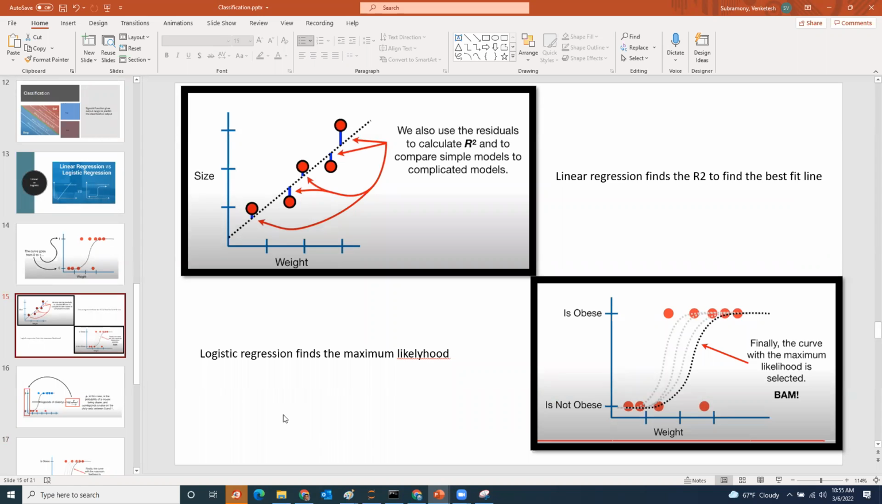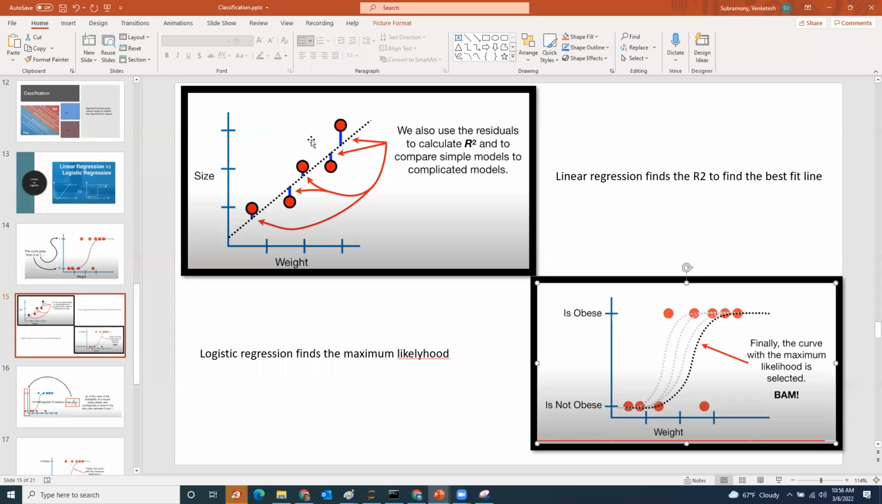One more thing: when we are learning linear and logistic regression, you don't want to confuse yourself, which is why I keep showing the two. Linear is like this, and we are trying to find the best fit line, reducing the distance between the points and the best fit line. That's our main goal. But here, with the sigmoid function, the curve with the maximum likelihood is selected as the best fit for the logistic, whether it is obese or not obese. Because it is categorical, we have two categories here: is obese or is not obese.